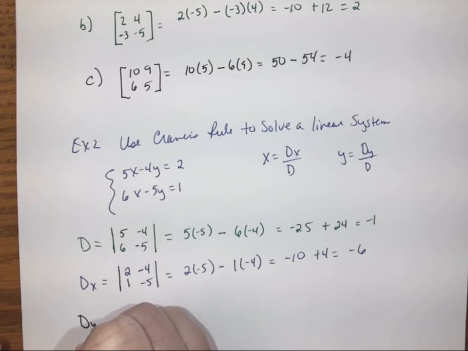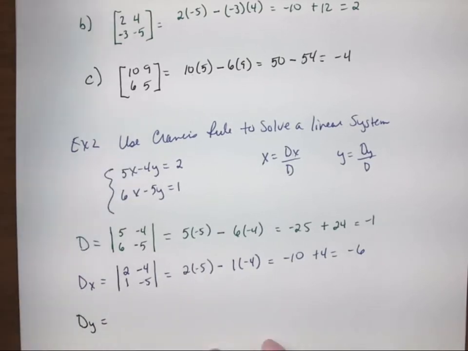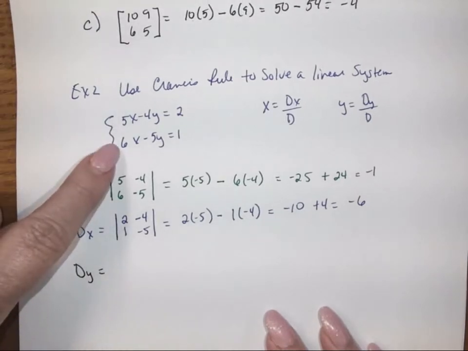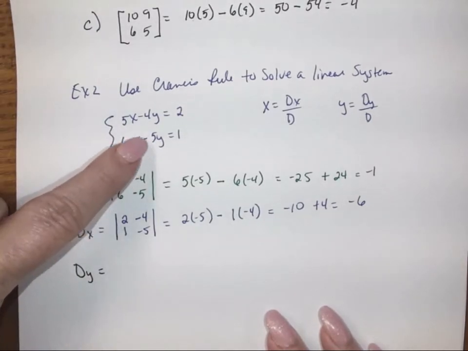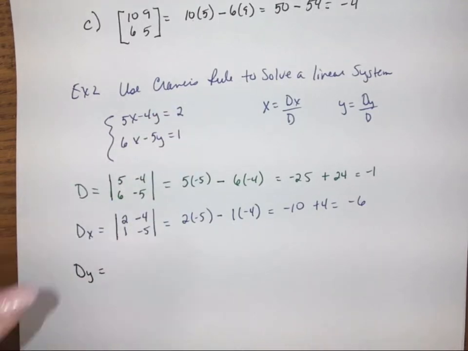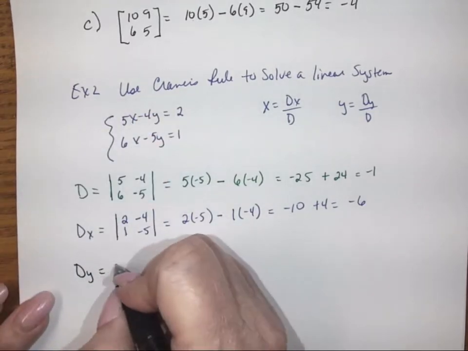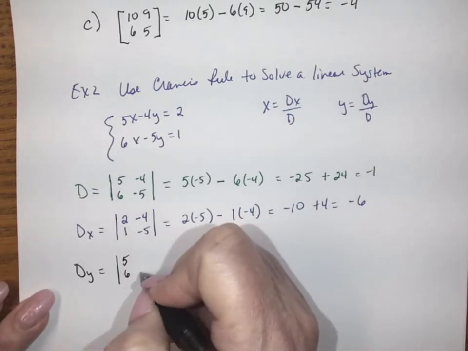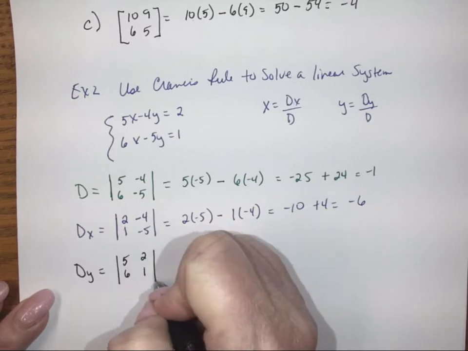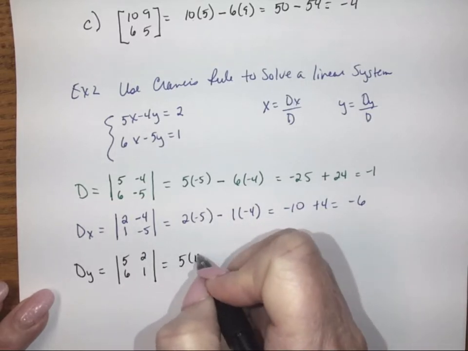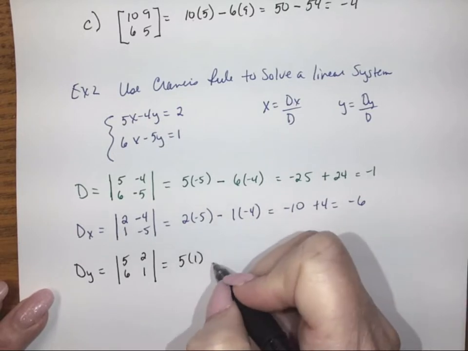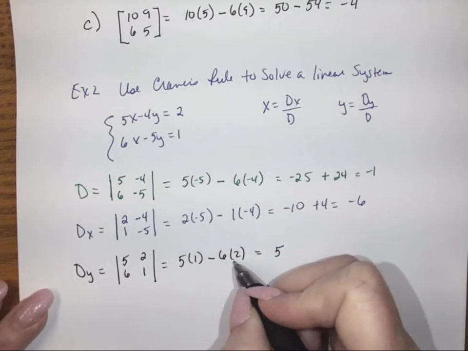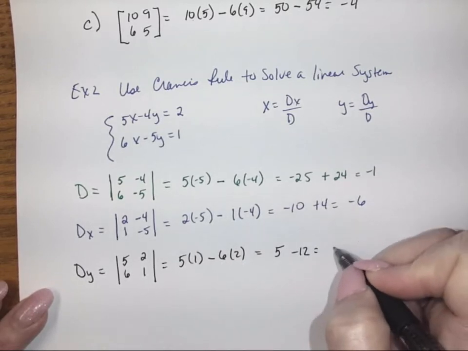Now our d sub y, we are going to put the x's back the way that they originally were with the 5 and the 6, but we'll replace the coefficients of y with the numbers on the other side of the equal sign. So x will still be 5, 6, but this part here will be 2, 1. So this will be 5 times 1 minus 6 times 2, which will be 5 minus 12, which will get us -7.